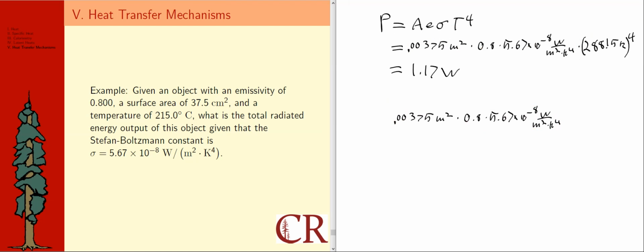And then the modification will be we'll want to use the new temperature. So it was 15 degrees Celsius in the last example. It's now 215 degrees Celsius. So add 200 to what we had before should work out. You can confirm that if you take 215 plus 273.15, that should be 488.15 Kelvin to the fourth power.